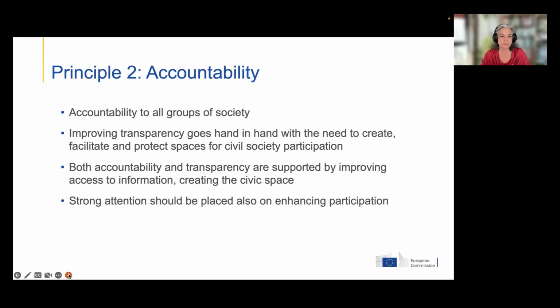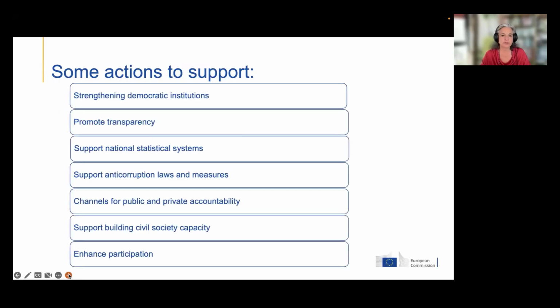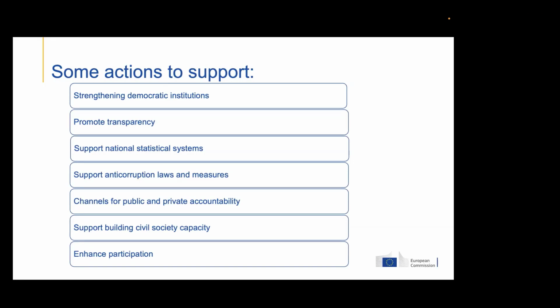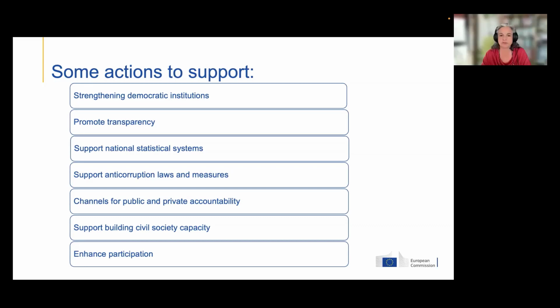So some actions regarding accountability will include, for example, orienting cooperation towards strengthening democratic institutions, in particular in relation to legislation for freedom of information. We can also promote transparency in access to information, including information regarding decision-making, contracting processes, land reform, tax and budget initiatives. So all information that should be public because it is related to public policies.